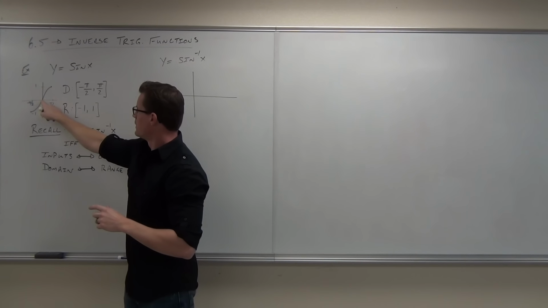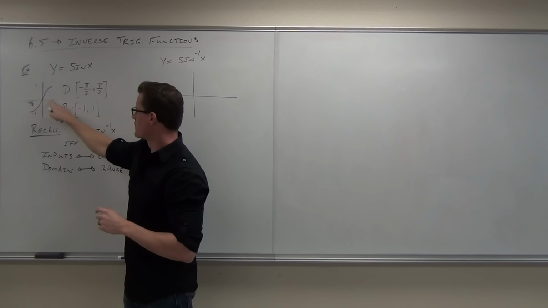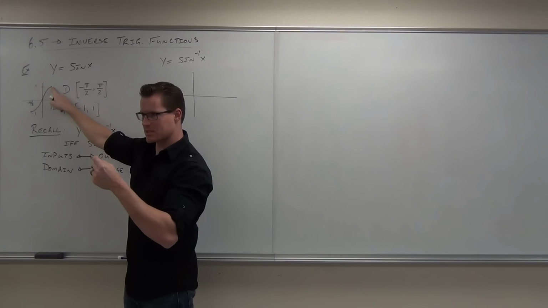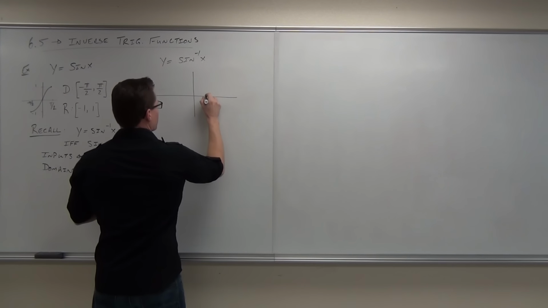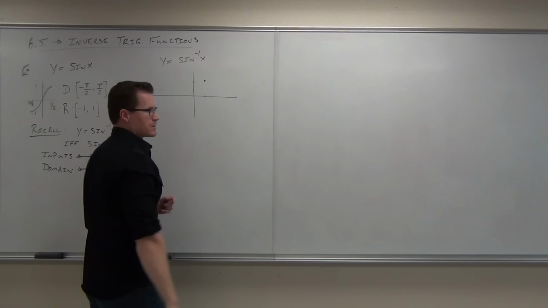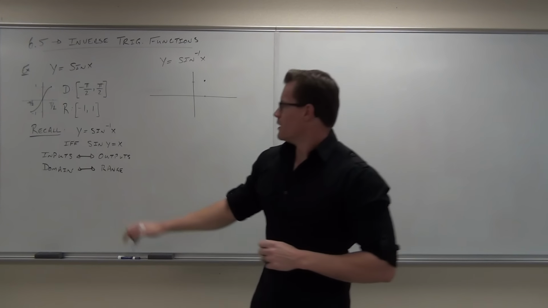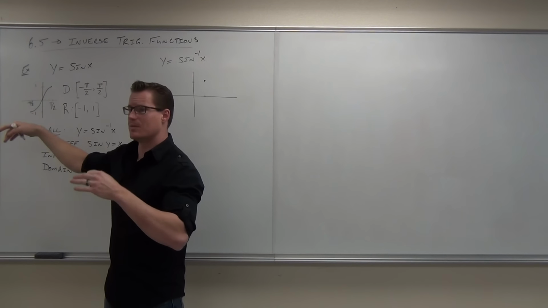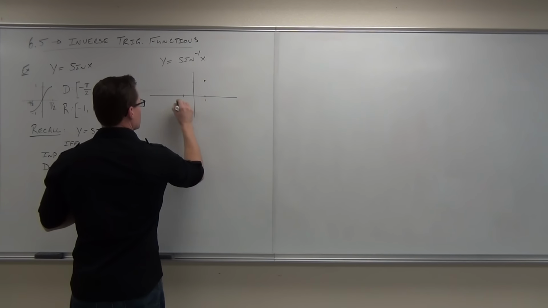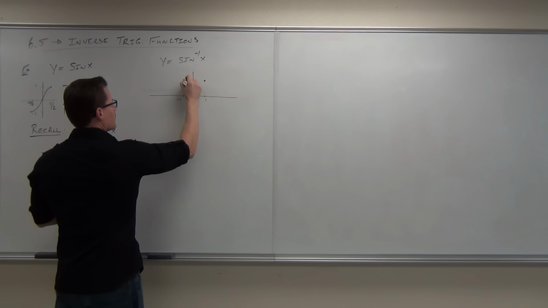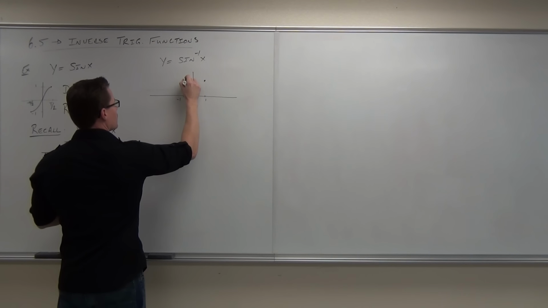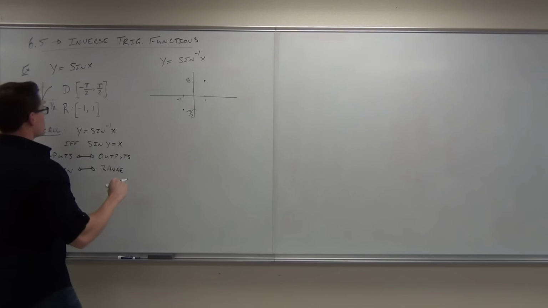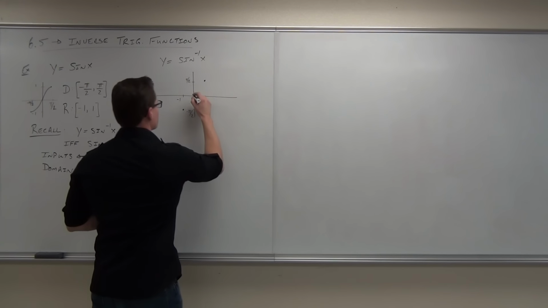If the point pi over 2, 1 is on my original graph, the point 1, pi over 2 will be on my inverse graph. Does that make sense? If negative pi over 2, negative 1 is on my original graph, on the inverse I should have negative 1, negative pi over 2. If 0, 0 is on my original graph, 0, 0 is also going to be on my inverse.